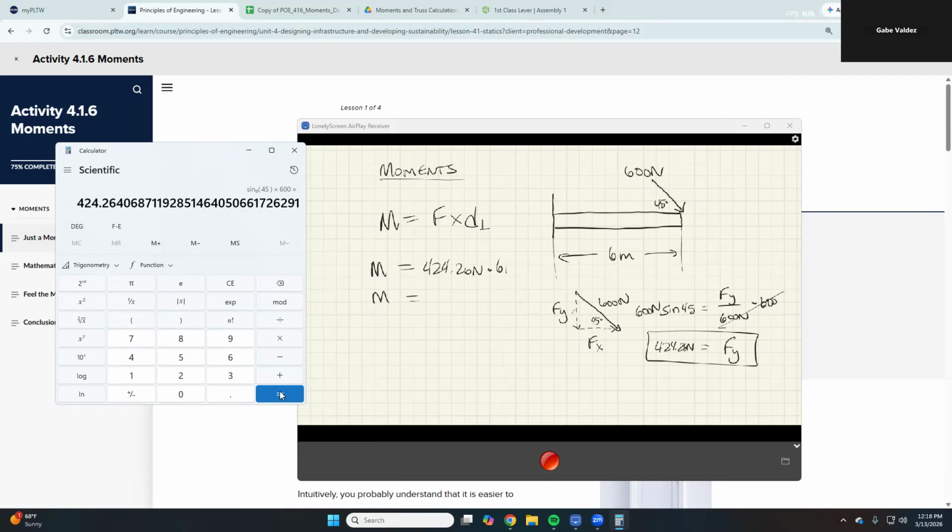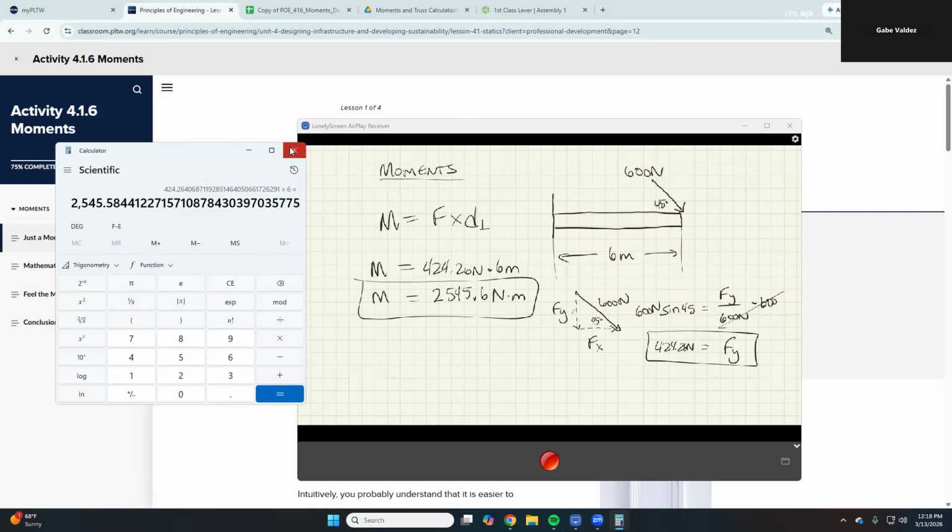So times 6 meters, and so I can multiply that by 6, and that is a moment of 2,545.6 Newton meters. Okay, so that's the moment that's generated from the 600 Newton force that is acting 45 degrees counterclockwise from the positive x-axis. So this force is down and to the right. All right, so that's the idea behind moment.